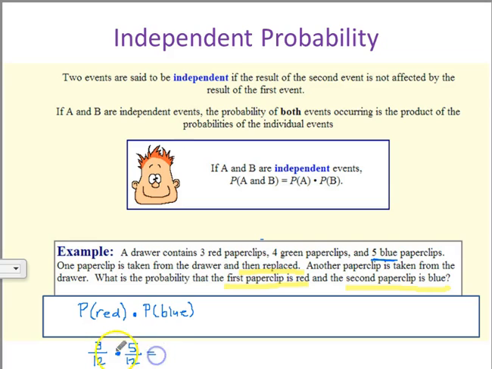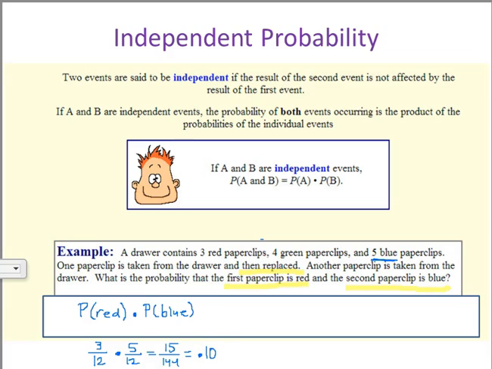Now let's do the multiplication. 3 times 5 on our numerator is 15. 12 times 12 is 144. We can reduce that. 15 divided by 144. Let's see, we can divide our numerator and our denominator by 3 if we want to simplify that. You can leave it as it is. We can also write it as a decimal. 15 divided by 144, rounded to 2 decimal places, would be 0.10.